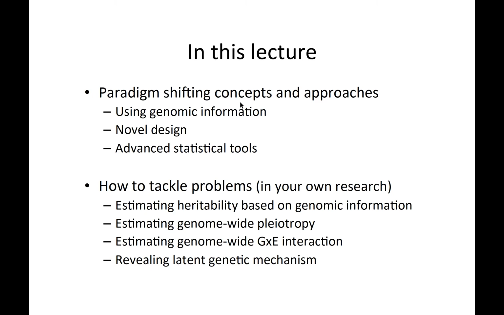So you can estimate heritability based on genomic information. You can estimate genome-wide pleiotropy, in other words, genetic correlation based on genome-wide information. You can estimate genome-wide gene by environmental interaction. You can also reveal latent genetic mechanism.